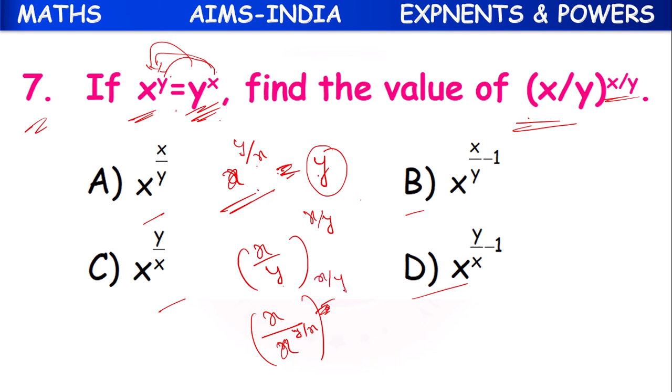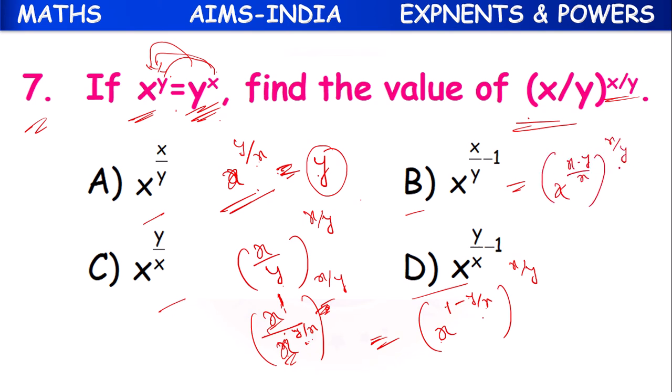Whole power x/y we have to find, which is equal to, here there is nothing, which means there will be 1. Bases are the same, but we are dividing, so we can write the base one time and we can subtract the exponents. So (x^(1 - y/x))^(x/y). Like this we can write. So x into 1, x minus y/x. This can be written as (x^((x-y)/x))^(x/y).